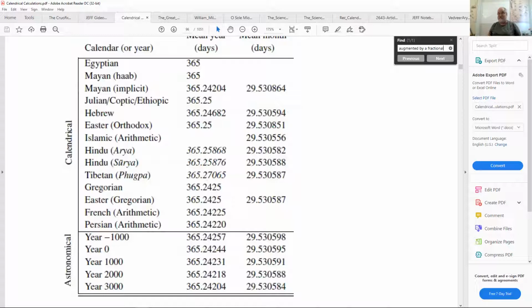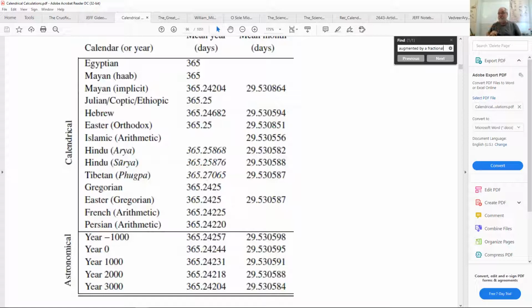Now, one of the things that's interesting, though, is at the bottom. If you look at the year 1000 BC, the year was longer than it is now. Not very much, really just a few seconds, parts of seconds, a very, very small fraction longer than it is now. Now, you'll see here that in the year zero, so there is no year zero except in astronomy, but notice the length of the month is 29.530595. And it keeps getting shorter.